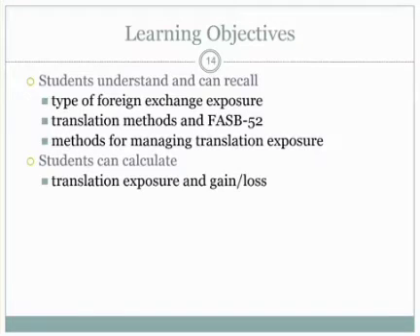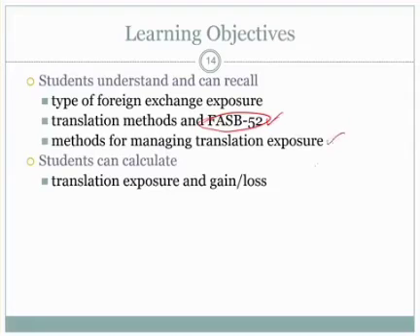So the learning objectives for this podcast were to look at the types of foreign exchange exposure. That would be translation, transaction exposure, and competitive exposure. Translation methods in FASB 52. So we talked about the current rate method, the current non-current method, the monetary non-monetary method, and the temporal method. And talked about how FASB 52 requires firms to choose a functional currency for each subsidiary. Based on that, the method is determined. And we talk about methods of managing exposure.